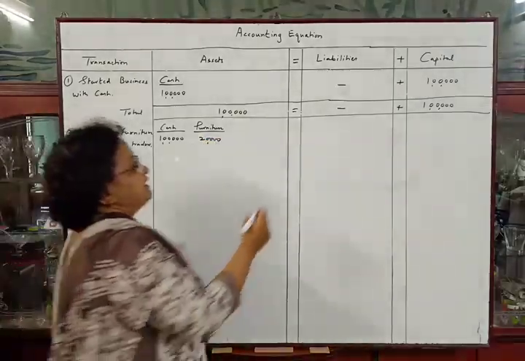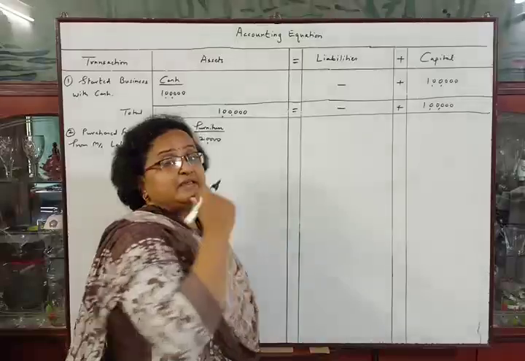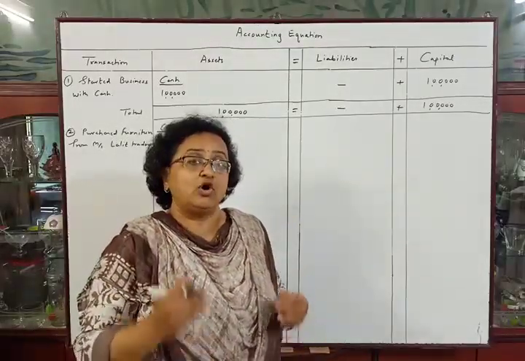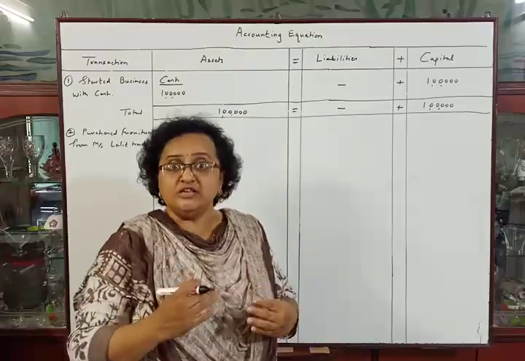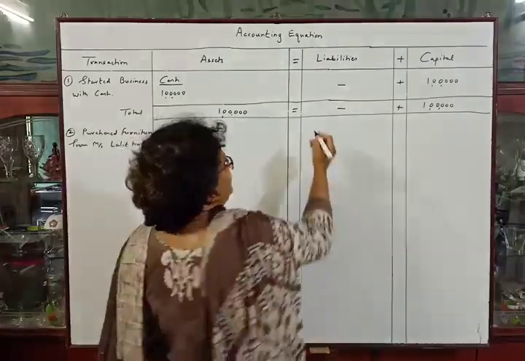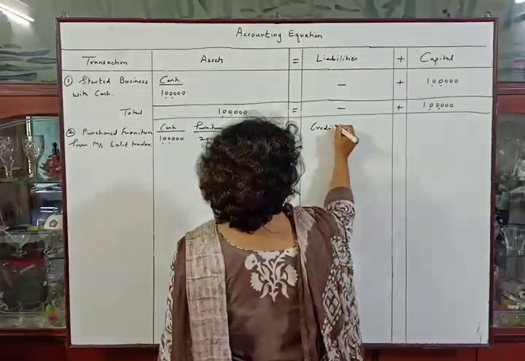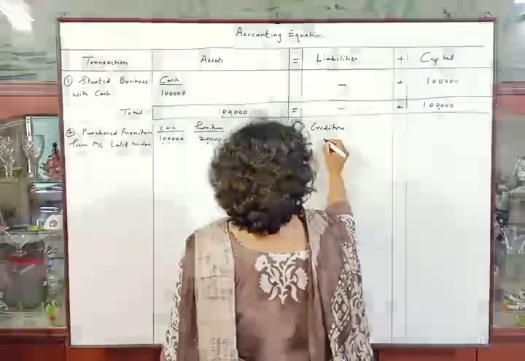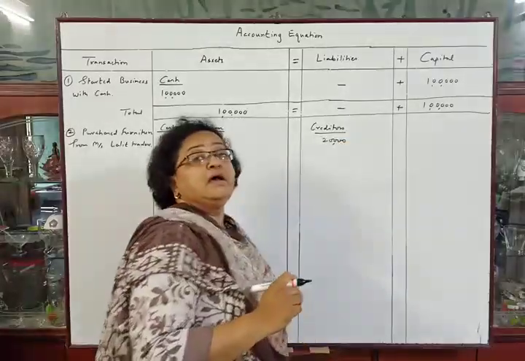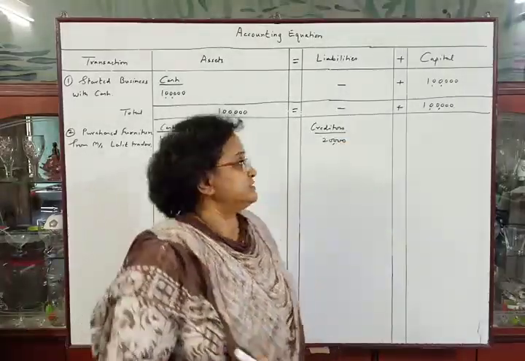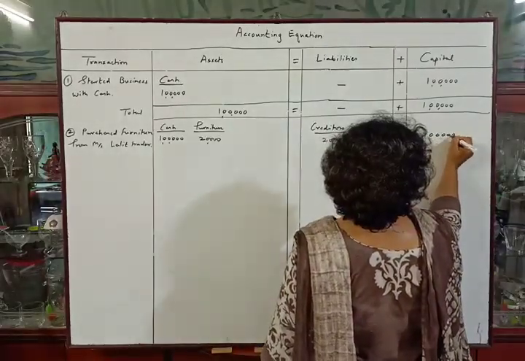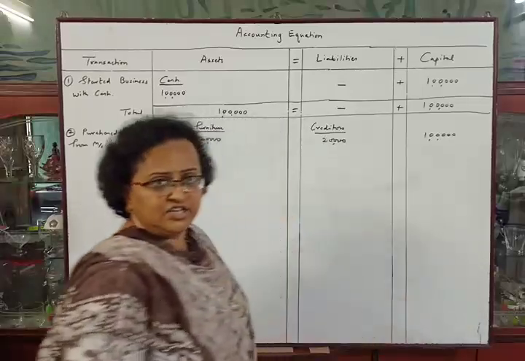Okay. Then new liability will be created due to this transaction as we have purchased furniture on credit from Lalit Traders. Amount is payable to Lalit Traders. So new liability will be created here, namely creditors, and creditors amount is rupees 20,000, as 20,000 rupees are payable to Messrs Lalit Traders. Capital will remain as it is, that is rupees 1 lakh. There will not be any change in capital.